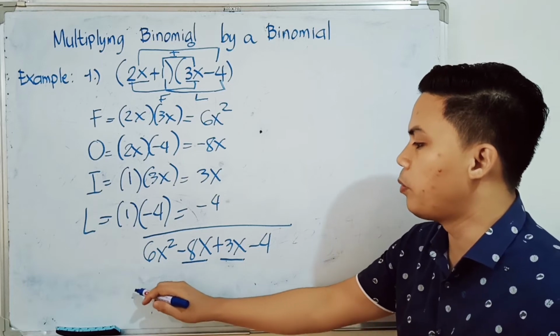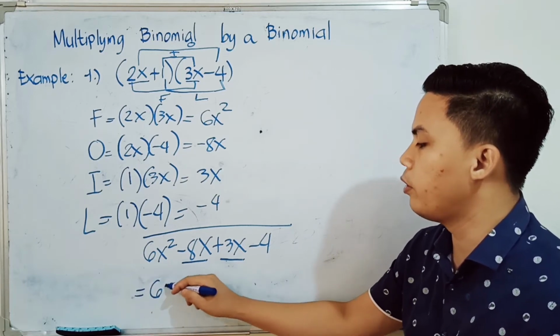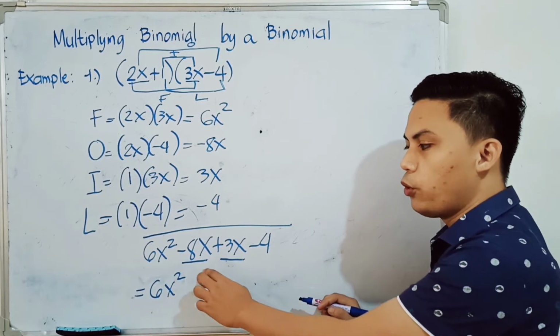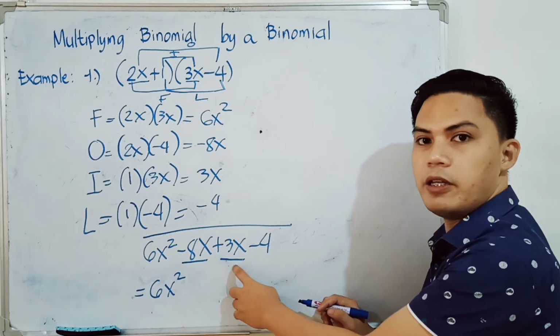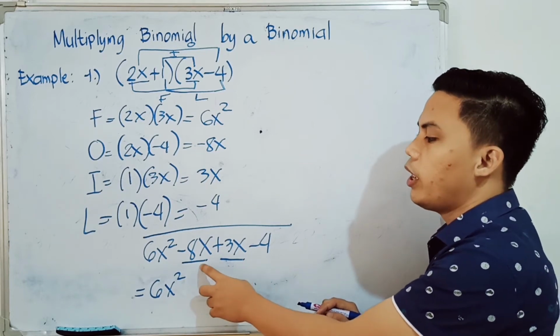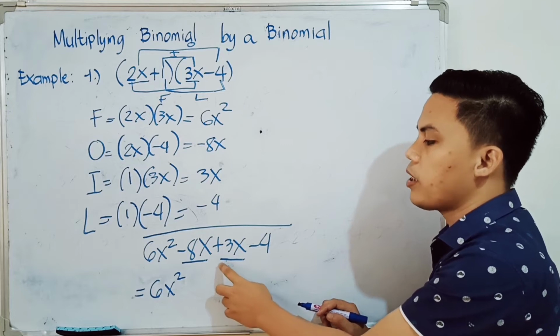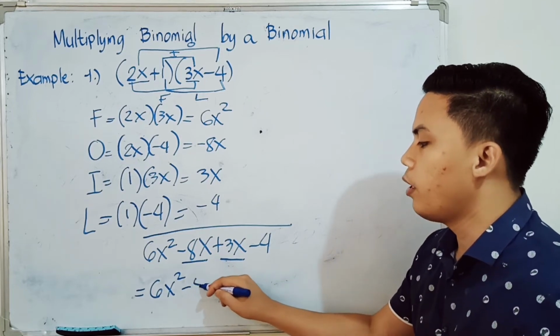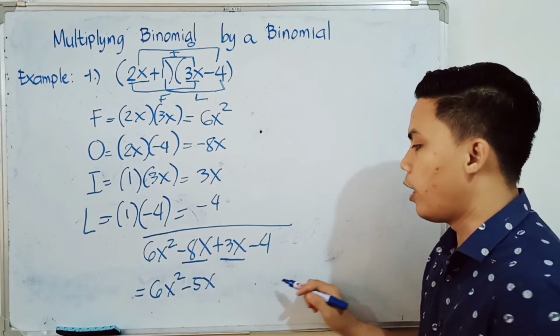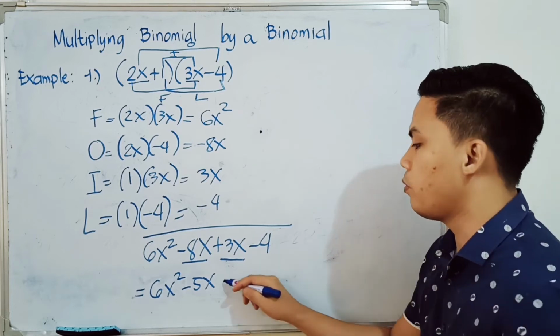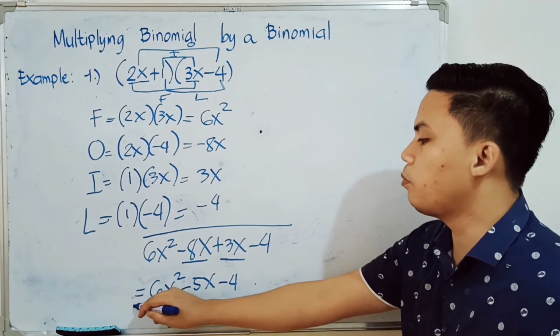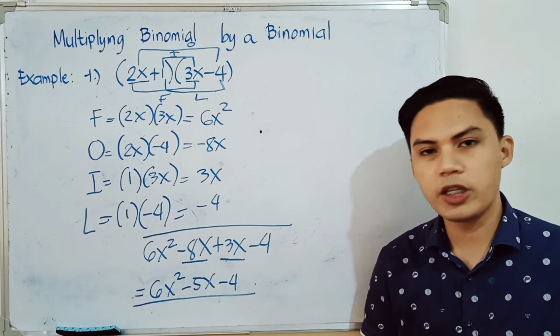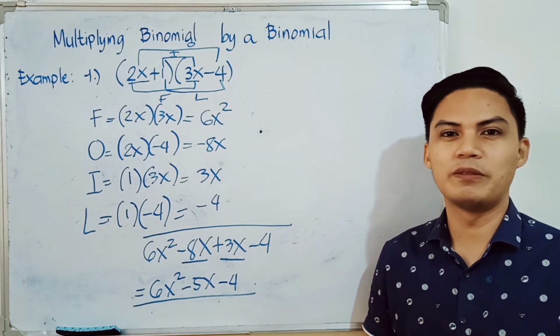So, we just bring down 6x squared, our first term. Then we're going to combine negative 8x and positive 3x. So negative 8x plus positive 3x, we will have negative 5x. Then, we just bring down our constant term, negative 4. And this would be your final answer: 6x squared minus 5x minus 4.